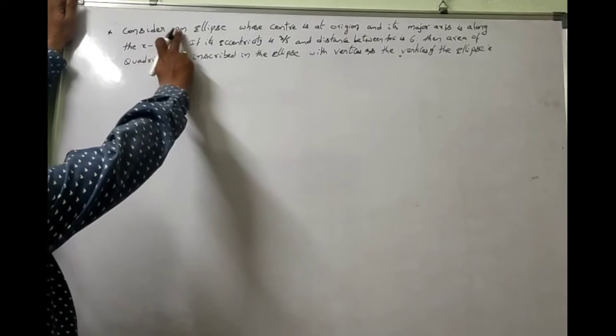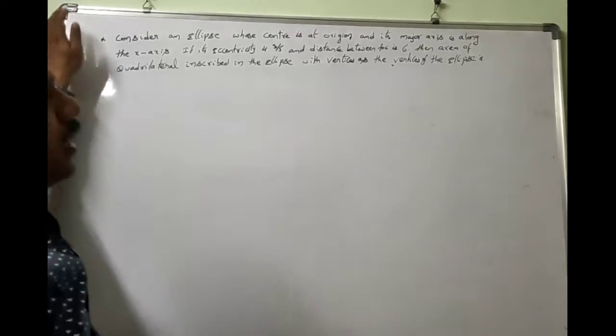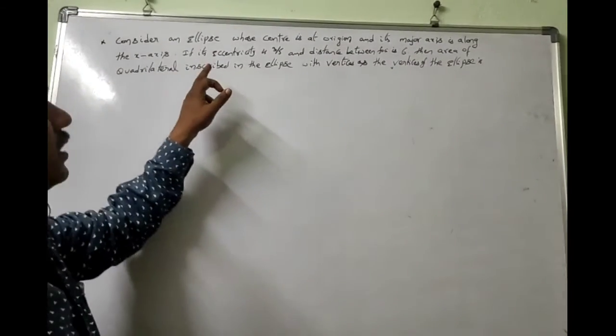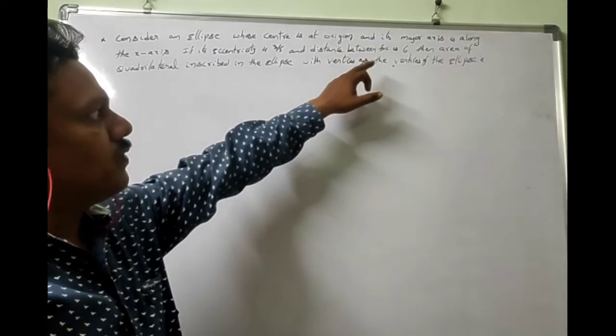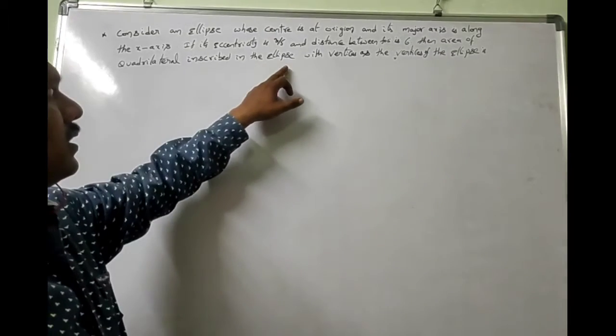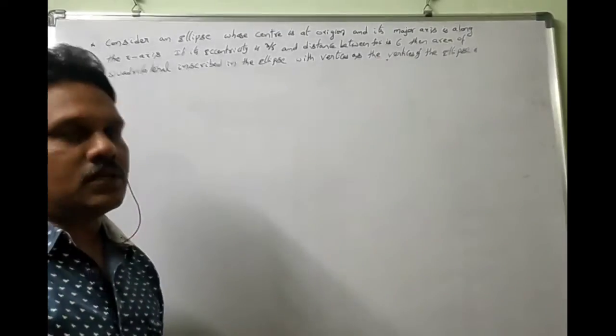What is the question given? Consider an ellipse whose center is at the origin and its major axis is along the x-axis. If its eccentricity is 3 by 5 and the distance between foci is 6, then find the area of the quadrilateral inscribed in the ellipse with vertices as vertices of the ellipse.